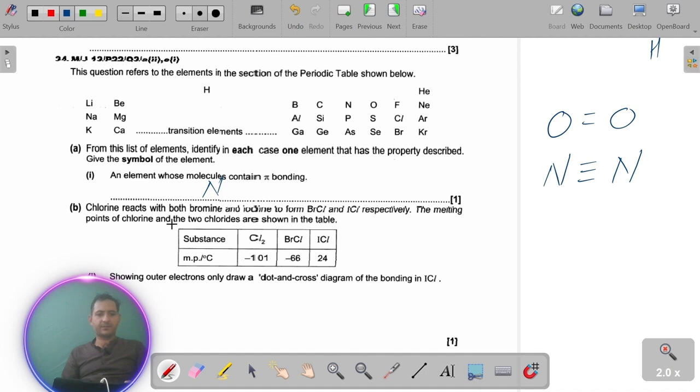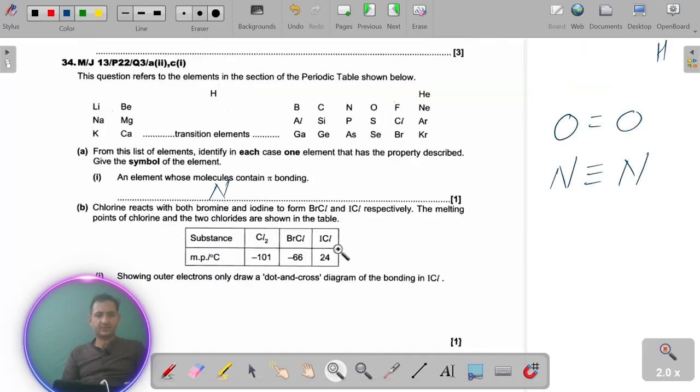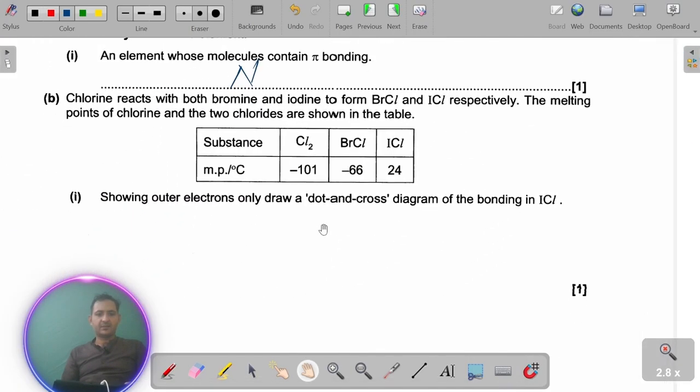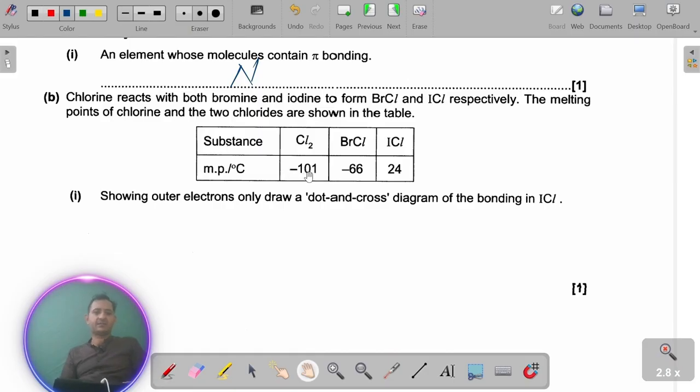Chlorine reacts with both bromine and iodine to form BrCl and ICl. Okay, make it correct. Now it is BrCl and ICl. Melting point is given. It is -101, it is -66, and ICl is 24. It is a bigger one. Okay.